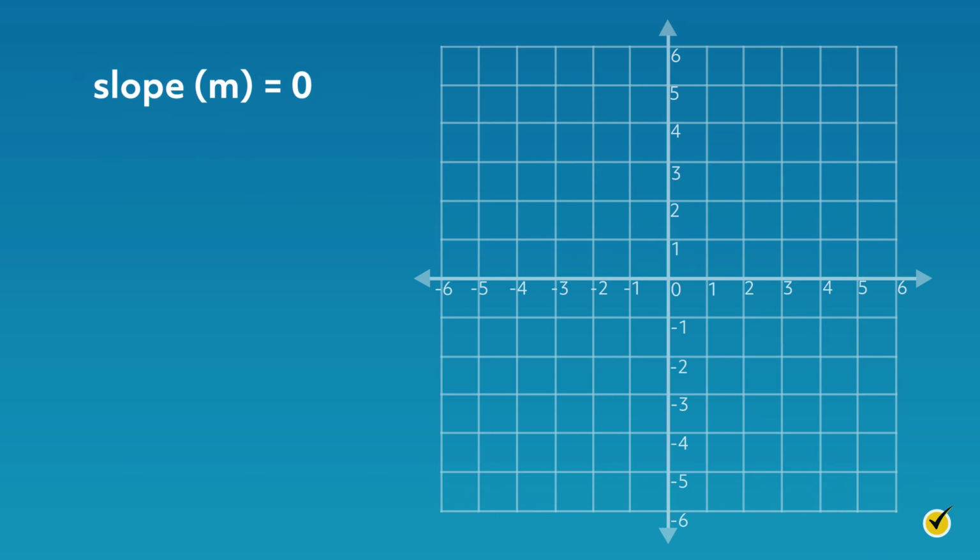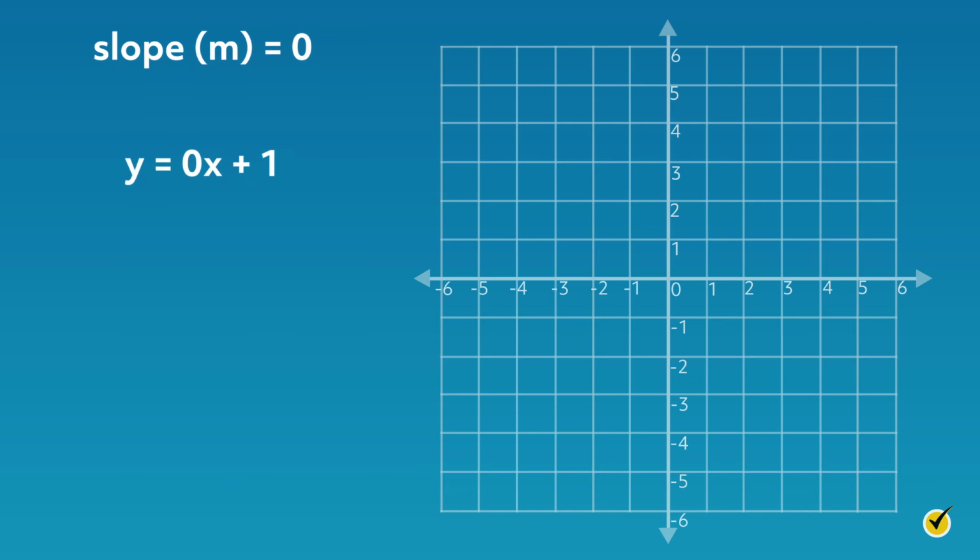What if the value of the slope m was 0? Consider the equation y equals 0x plus 1.